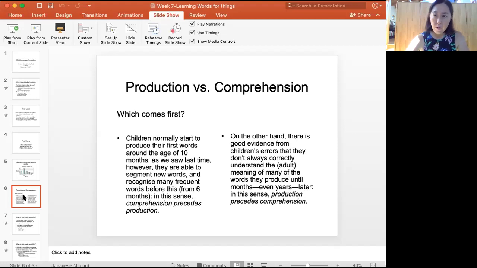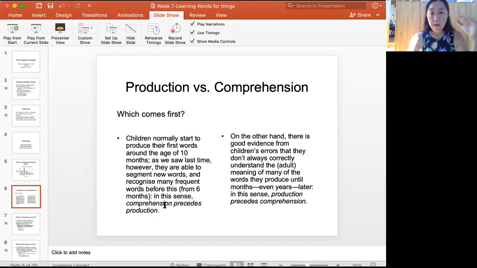There is also great evidence that children don't necessarily get everything right from the beginning, and they start making a lot of mistakes. But looking at their errors, we learn a lot about what's going on in their mind. We are going to talk about that in this slide. However, the most important thing here is that it's always the case that comprehension precedes production. So it's written here.